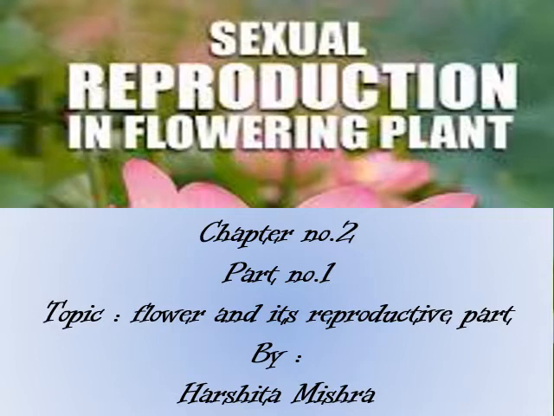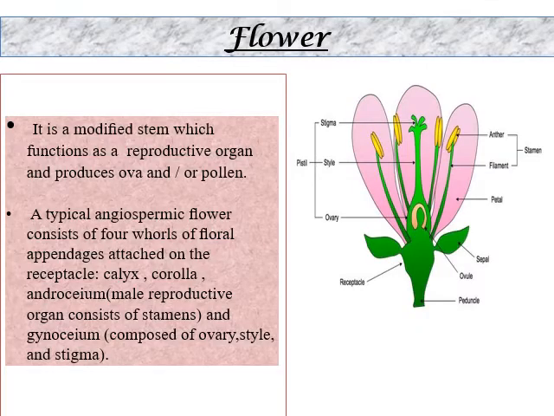So before going to know about how sexual reproduction takes place in flowering plants, it is very important for us to have a glimpse of the structure of a flower and what its reproductive parts are. So let's have a glimpse of the flower. Here is a typical structure of an angiospermic flower.